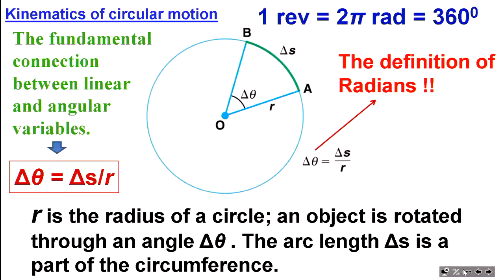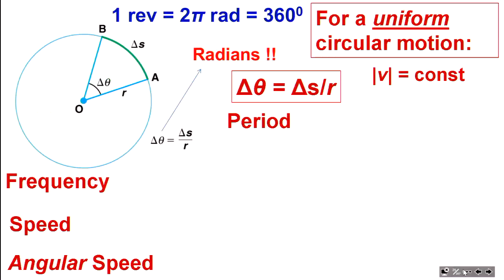Now, of course, we can move forward. We can introduce other variables. First, names. For an object which makes the same angle over the same time, angular velocity is constant. And in that case, we can introduce a quantity called a period. A period is the time for the object to make one whole revolution. That's a period.